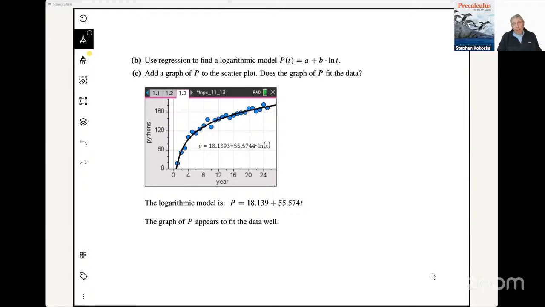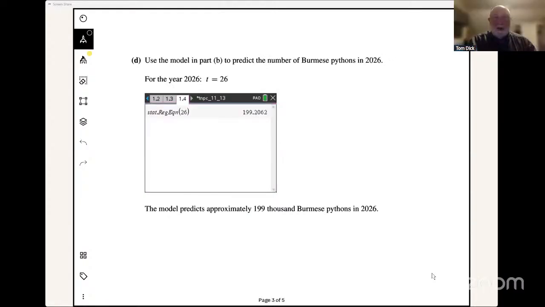So you know what? My model seems pretty darn good. We don't expect anything to be exact like this, but that regression model, that logarithmic regression, sure appears to fit that data very well.